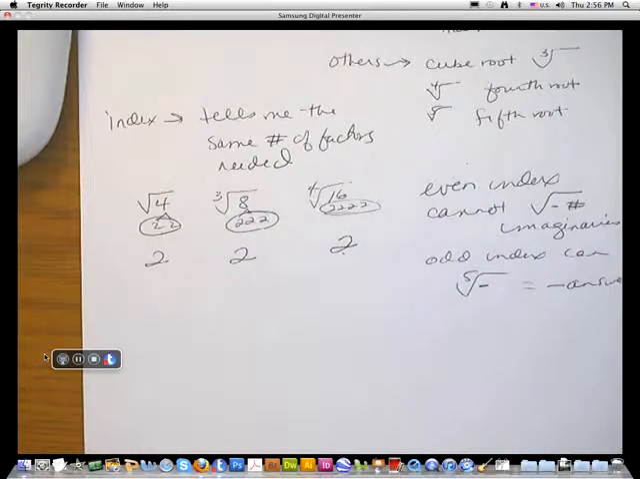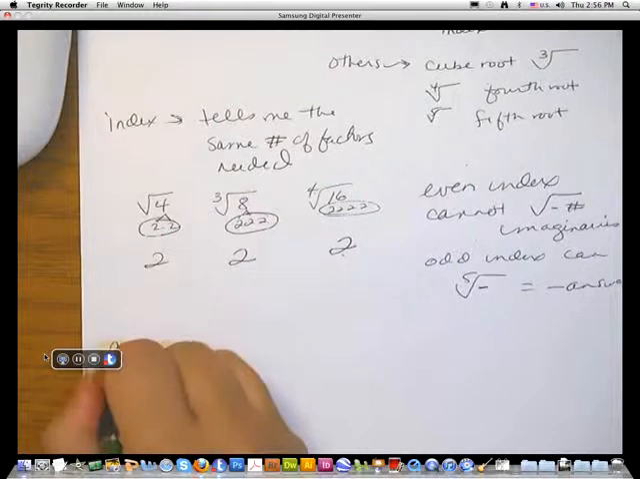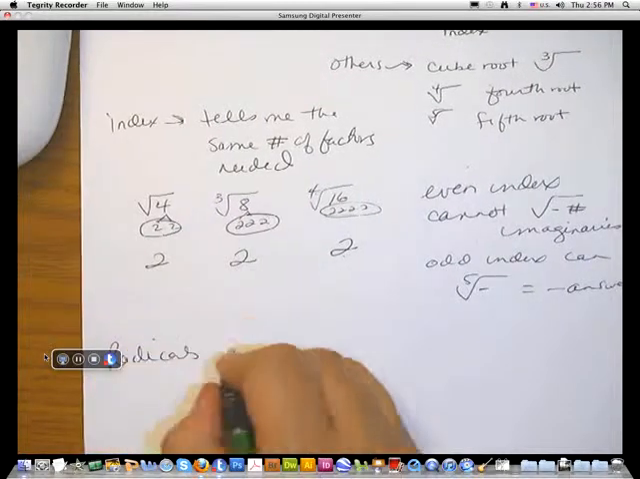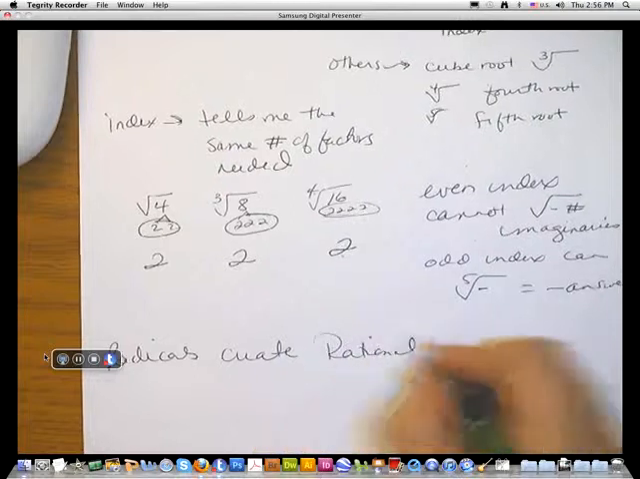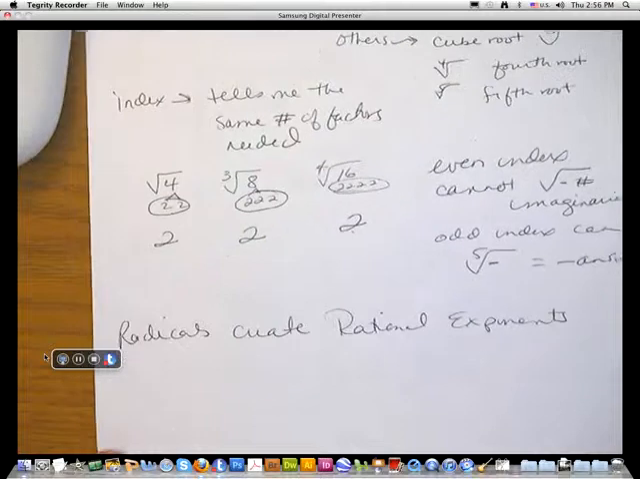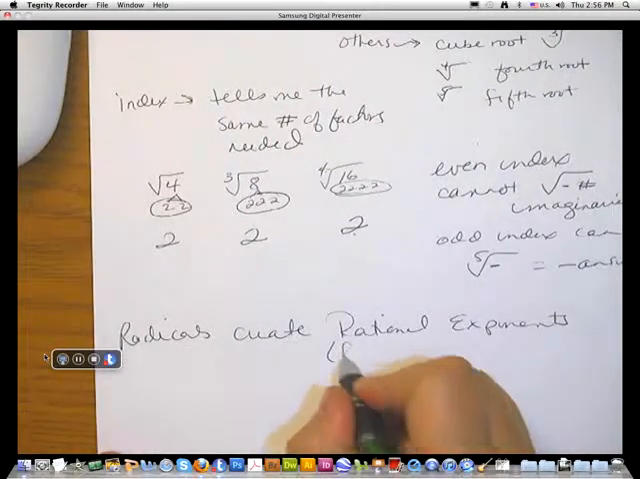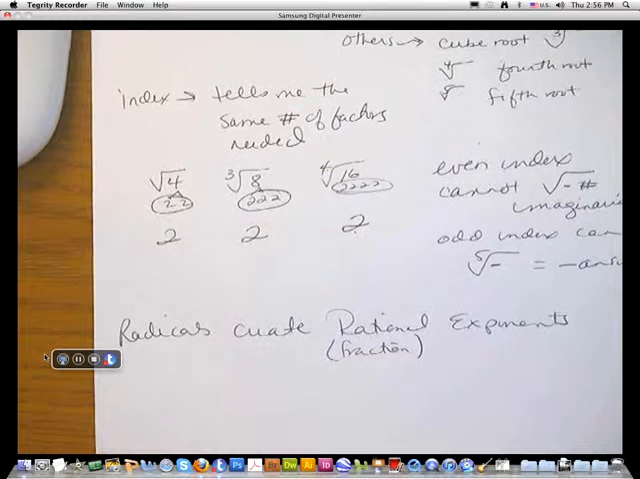What we're going to be moving on to is that our radicals create rational exponents. And now rational means fraction. So radicals create fractional exponents.